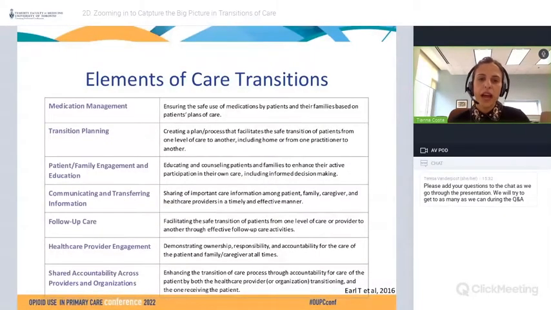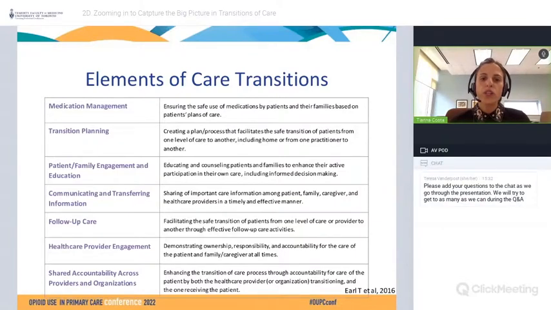There are many different elements of care transitions, and I'm not going to go through all of these, but these are what we're going to go through in the presentation: the various elements in which a provider can intervene or at least help smooth the transition. The first is medication management. We want to ensure that patients and their families understand the use of their medication, how they're supposed to take it, where they're going to get it, and why they're taking it.